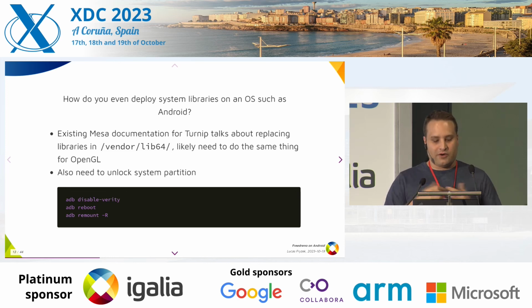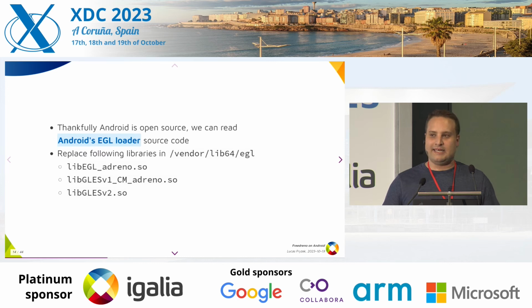For Vulkan, there are files in the vendor lib64, so a system partition, where the driver files are. In order to access those files so that you can write to them, you need to unlock the system partition, which is not that hard. As long as you have the userdebug ROM, you can just run some ADB commands, and then you have read-write access to the system partition. And to actually find out what libraries Android is loading, thankfully Android is in fact open source, and we can see what's going on there.